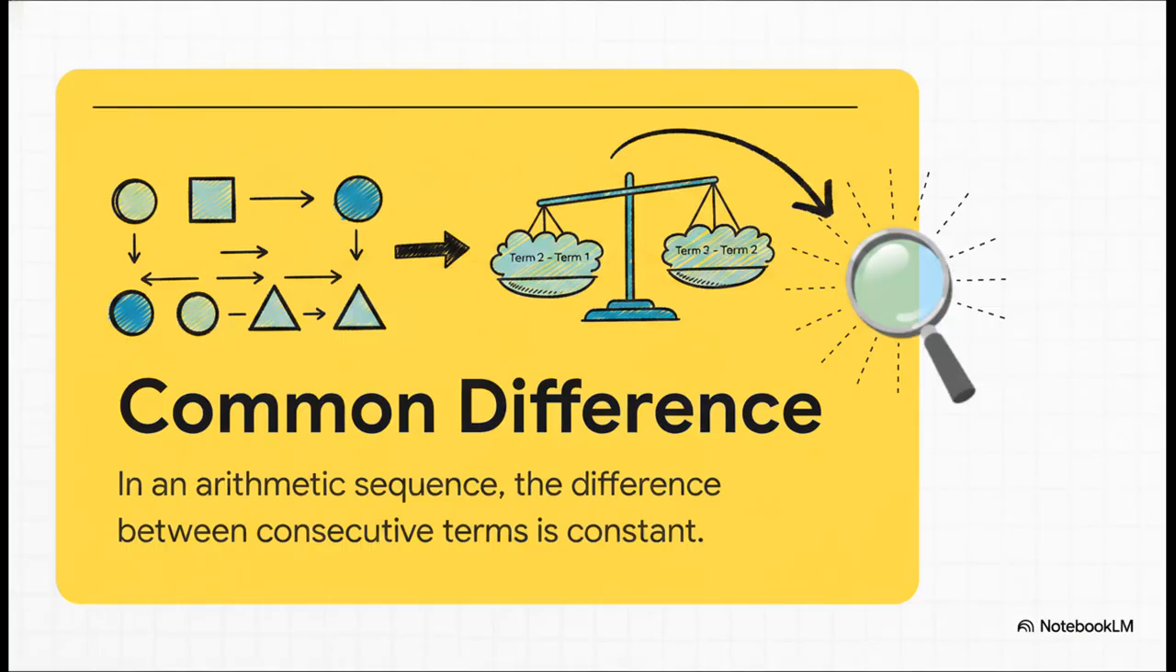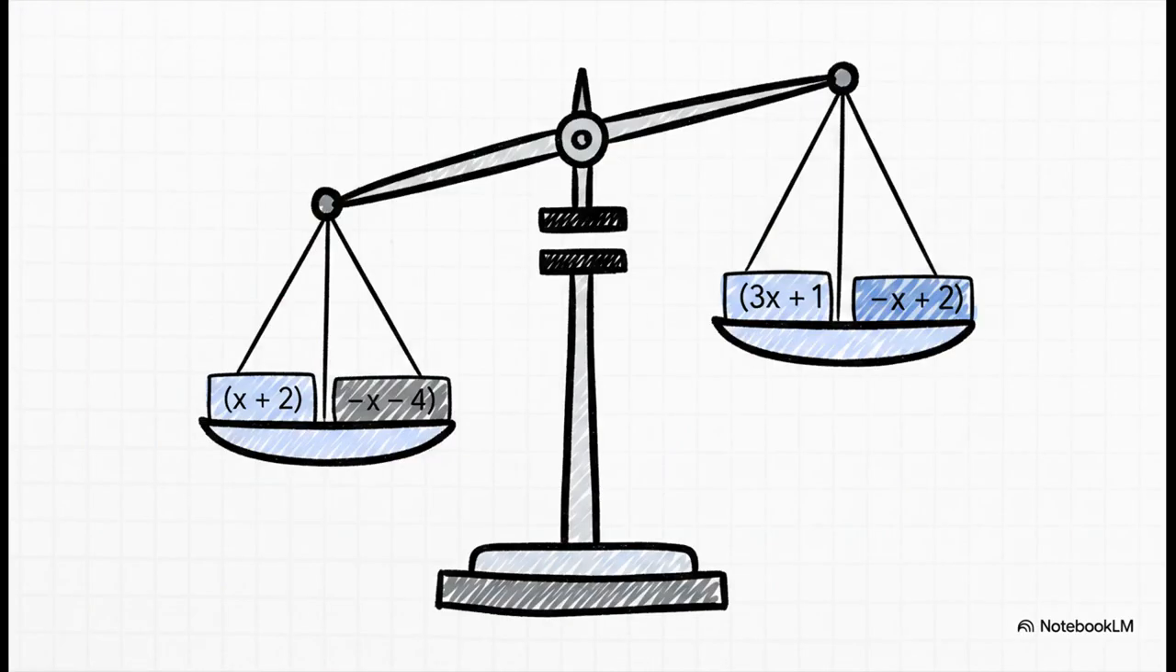Here is the secret to the first part. Because it's an arithmetic sequence, the gap between the first and second terms has to be exactly the same as the gap between the second and third terms. It's this common difference that lets us build an equation and solve it. So let's build that equation.